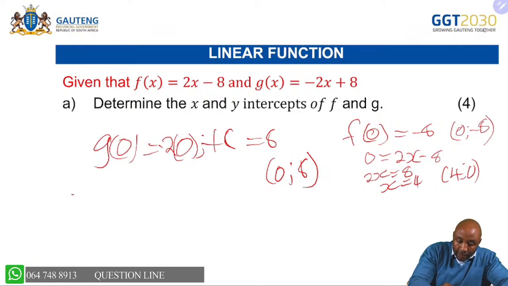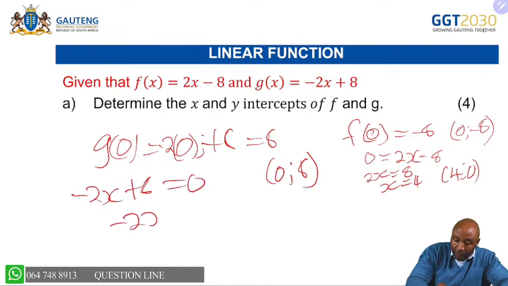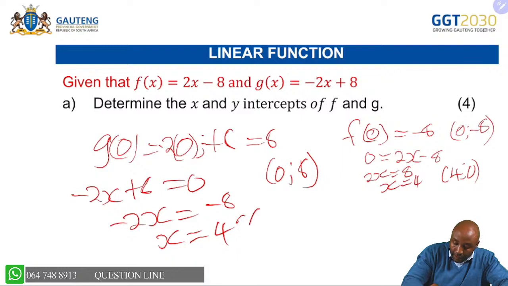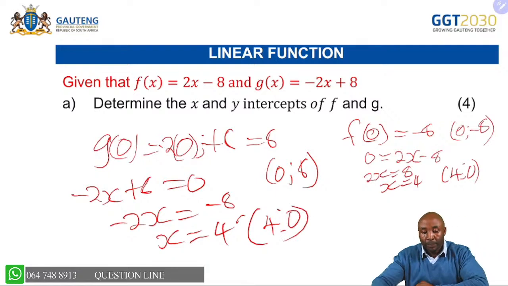To find our x-intercept, -2x plus 8 will be equal to 0, and we get -2x as -8, and we get our x as 4, giving us our x-intercept as (4, 0). The next step, we are supposed to sketch.